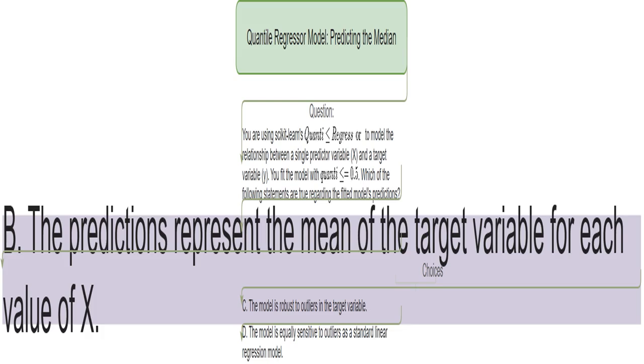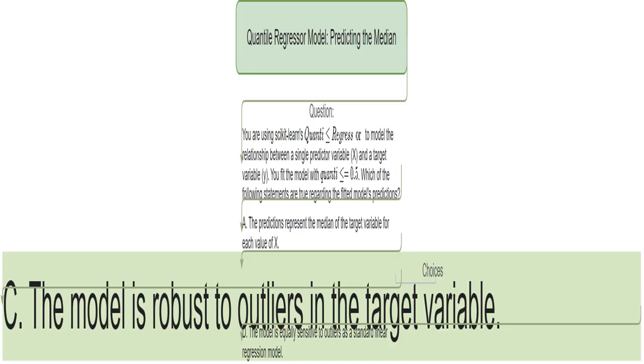That's incorrect. The QuantileRegressor doesn't predict the average, mean. It predicts a specific point in the data's distribution, like a percentile. A regular linear regression model would predict the mean. This is correct. Because I am using the median, the middle value, extreme values, outliers, don't heavily sway my predictions like they would if I used the average, mean.